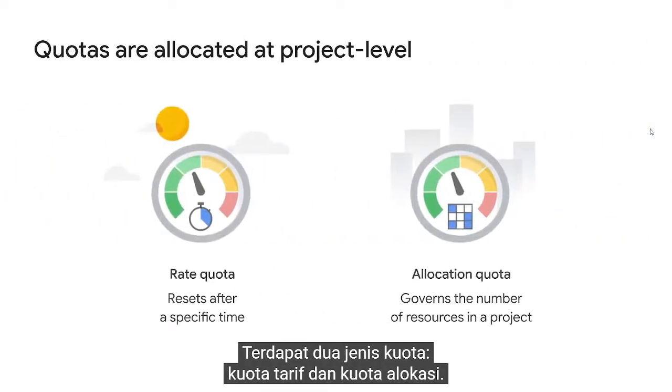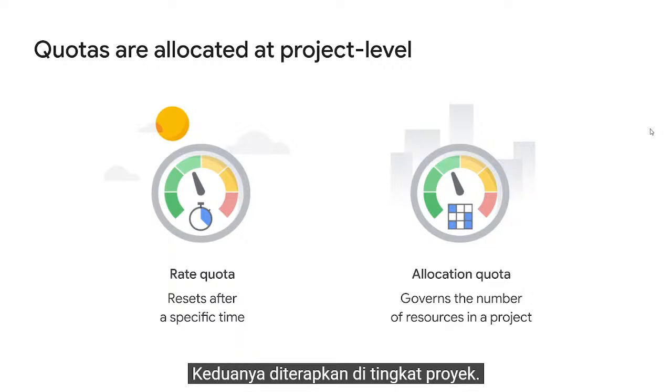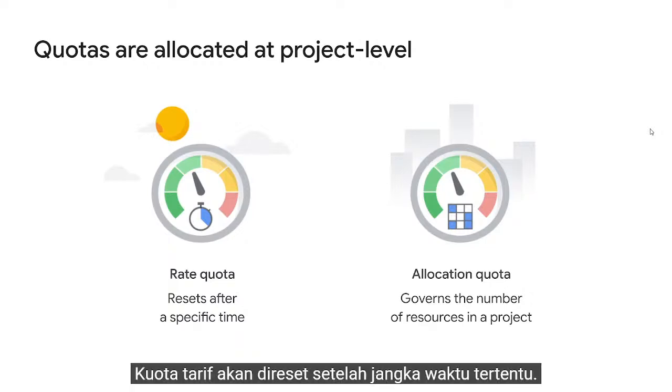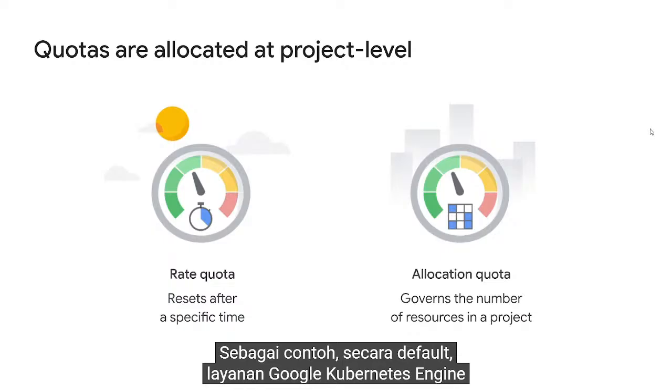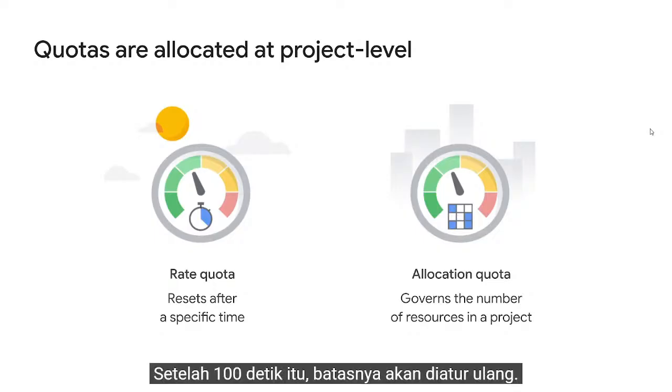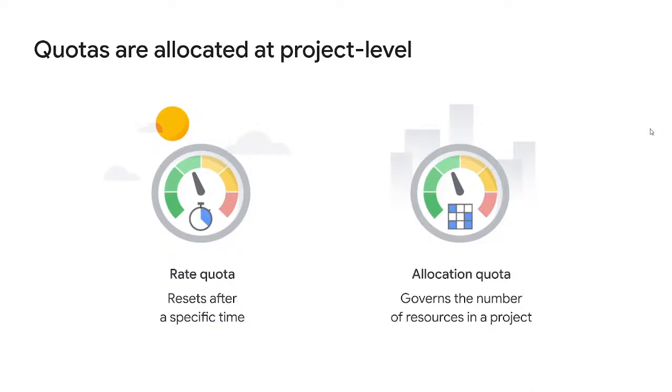There are two types of quotas: rate quotas and allocation quotas. Both are applied at the project level. Rate quotas reset after a specific time. For example, by default, the Google Kubernetes Engine service implements a quota of 1,000 calls to its API from each Google Cloud project every 100 seconds. After that 100 seconds, the limit is reset.